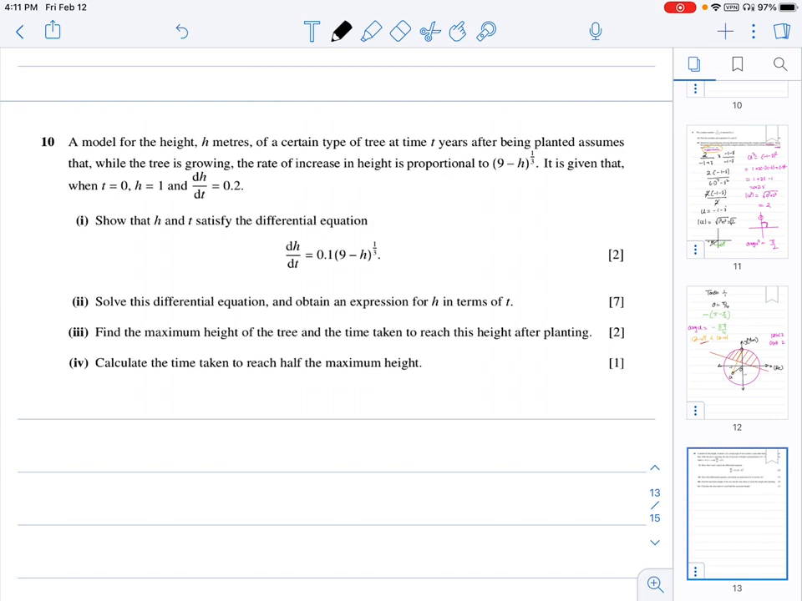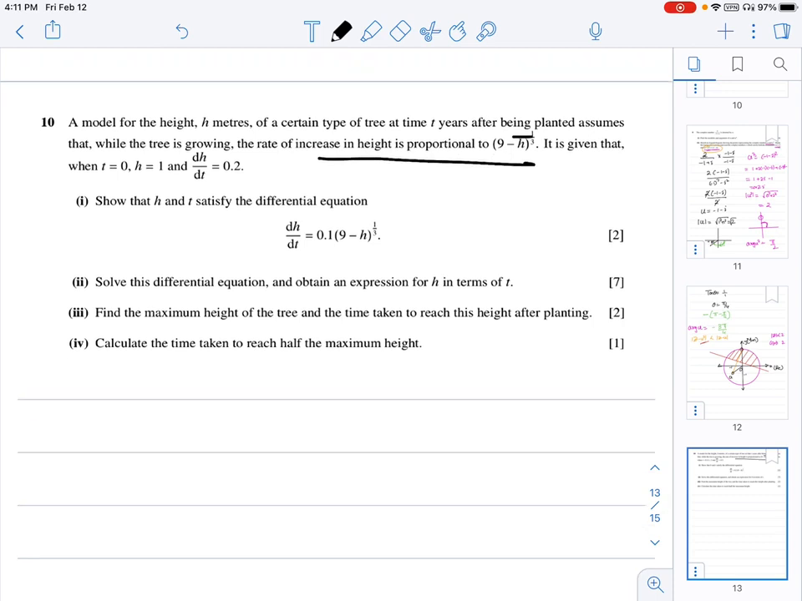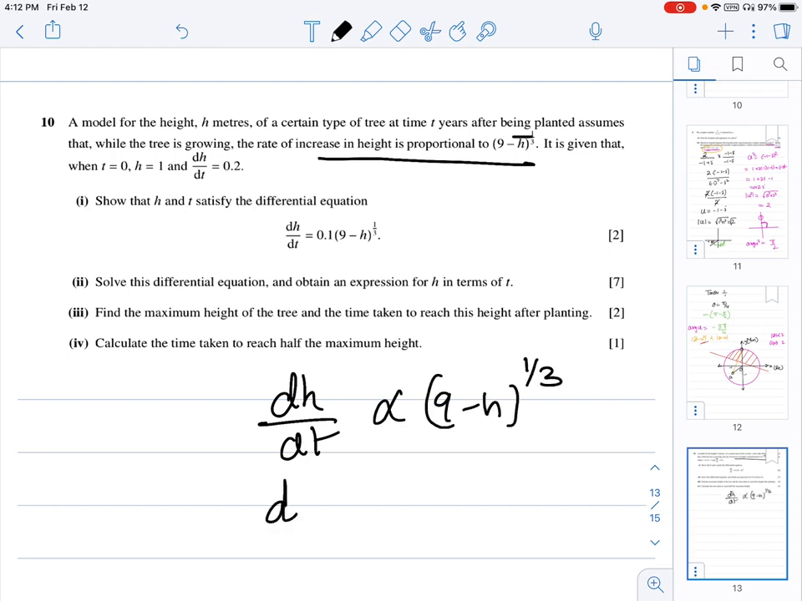A model of the height h of a certain type of tree, t years after it is planted, assumes that while the tree is growing, the rate of increase of the height is proportional to (9 minus h) to the power 1 upon 3. So take away the proportionality symbol: dh upon dt is equal to k times (9 minus h) to the power 1 upon 3.